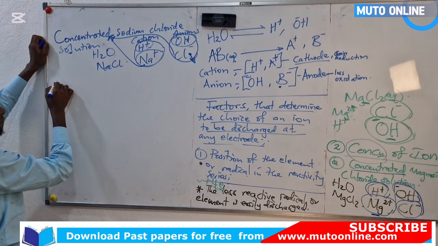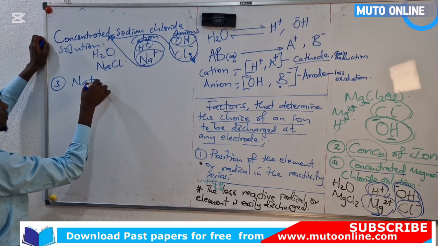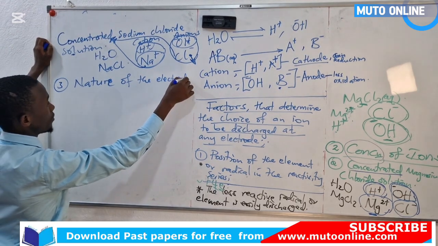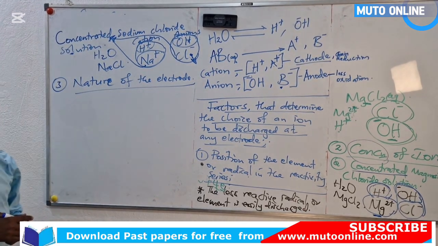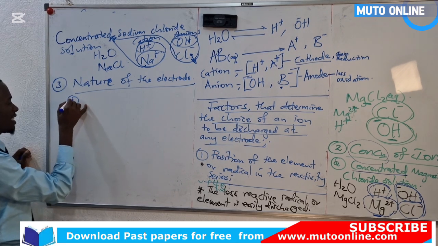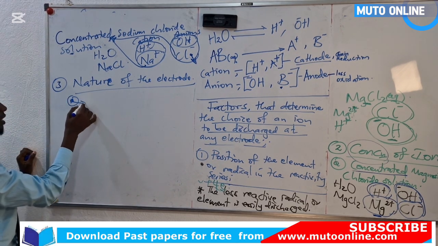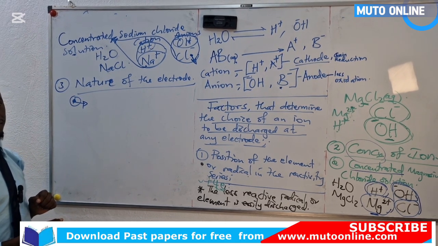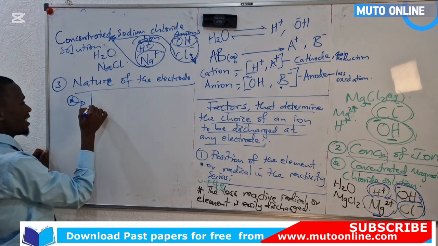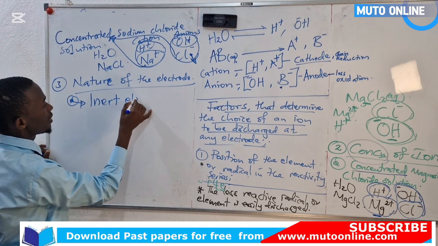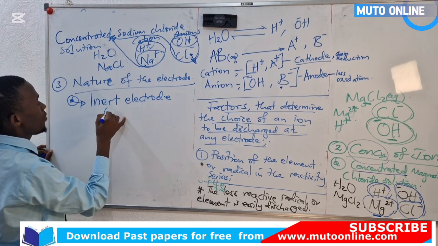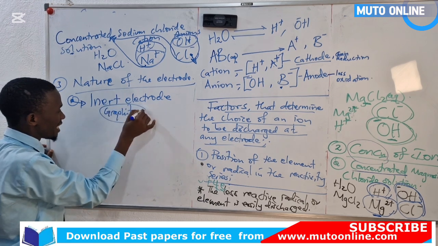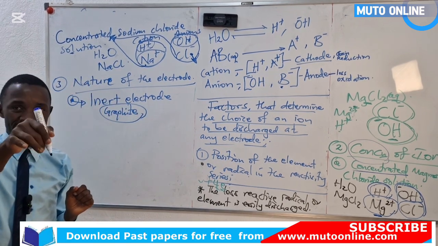And the third factor is nature of the electrode. This kind of a factor is determined by the two natures of electrodes usually used. If an inert electrode is used, for example, the carbon electrodes, the graphite electrodes, the ions that will be discharged will only be those ions in the electrolyte.